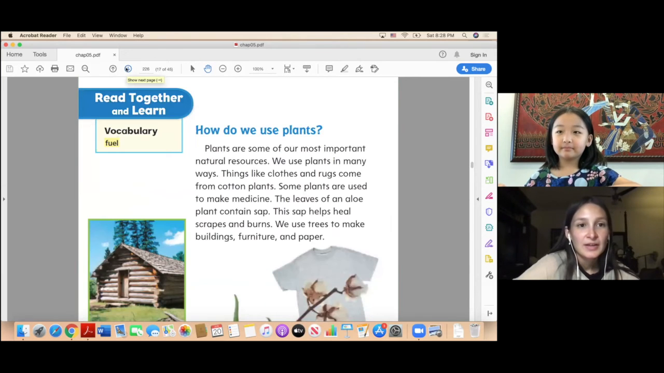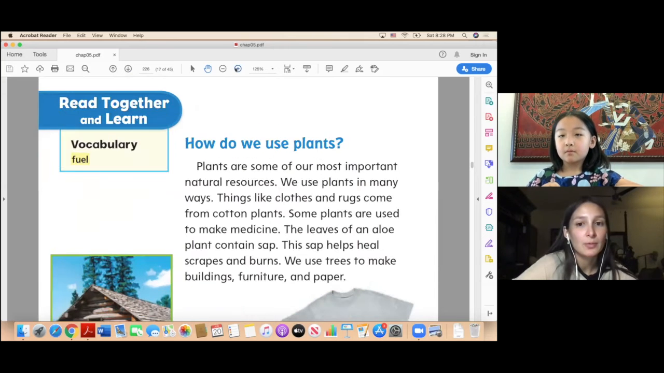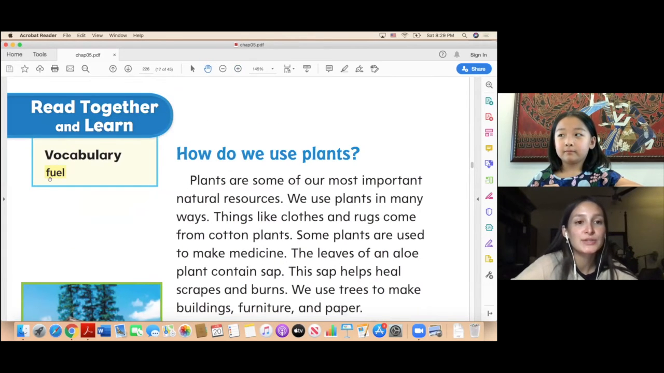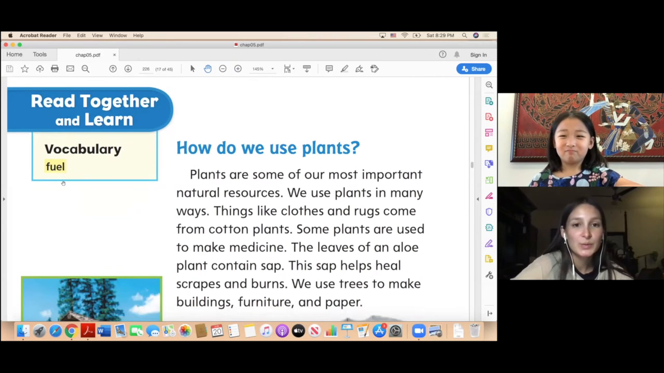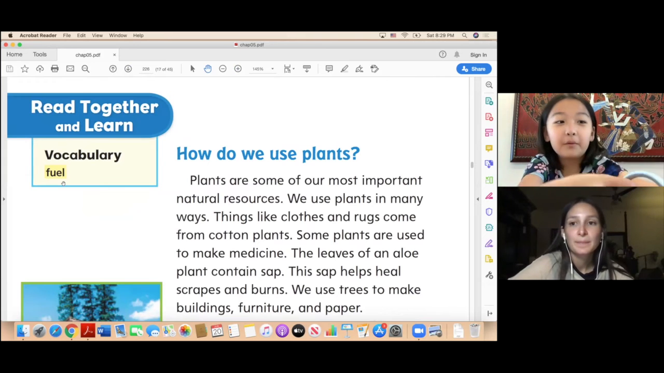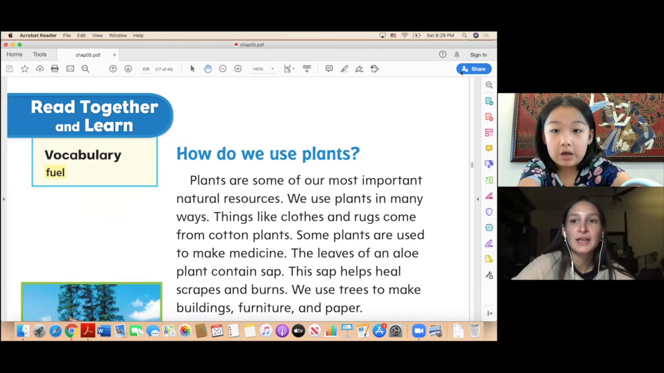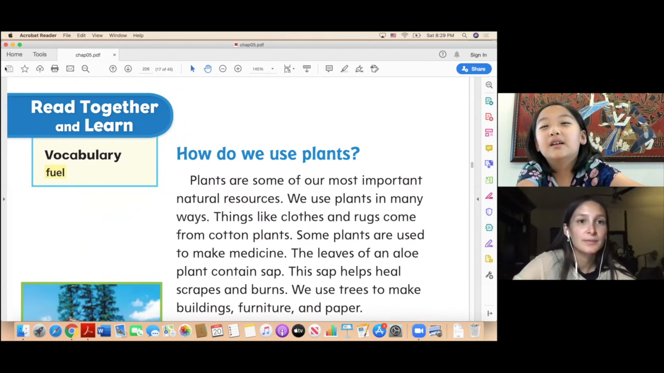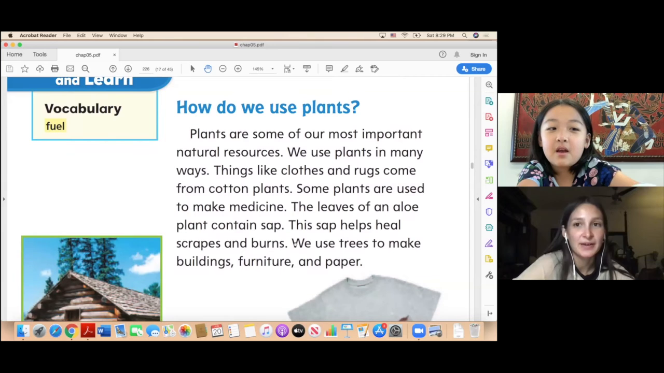Okay. So in this chapter, we are going to only have one vocabulary word, okay? And that vocabulary is fuel. What's fuel? So we'll see what fuel is, but it's also a resource. But we're going to see where we can find fuel, okay? Maybe fuel is all the resources all together. Maybe. We're going to read about it and see, okay?